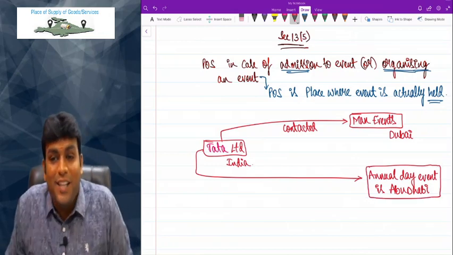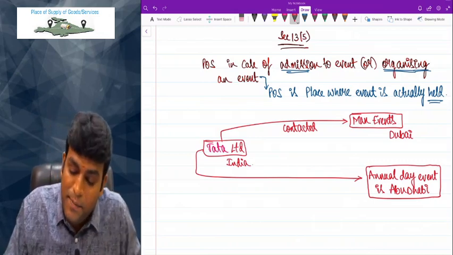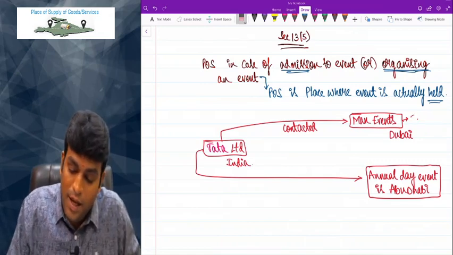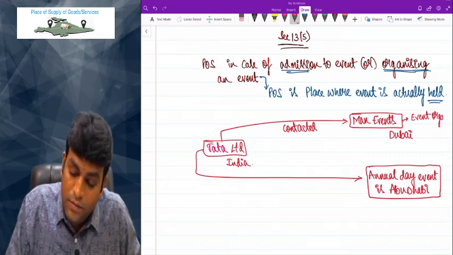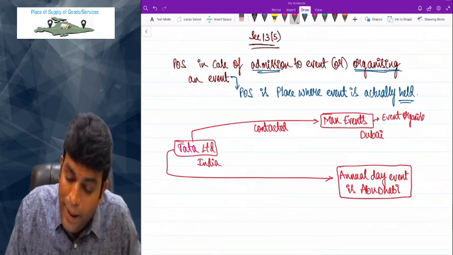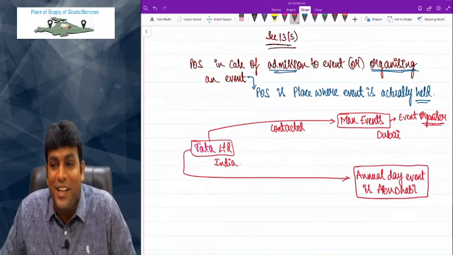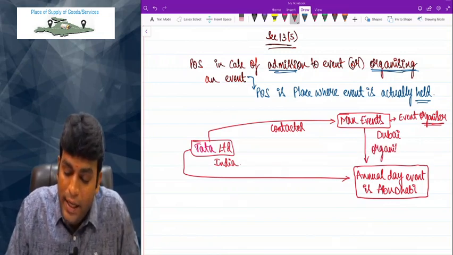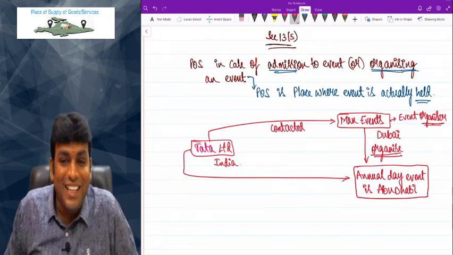Come on friends, Tata Limited is having annual day event where, sir? Annual day event is in Abu Dhabi, and Max Events is basically an event organizer from Dubai. Tata Limited contacted Max Events of Dubai to organize the event. What event? Annual day event of Tata Limited in Abu Dhabi. Clear, right? Come on friends.